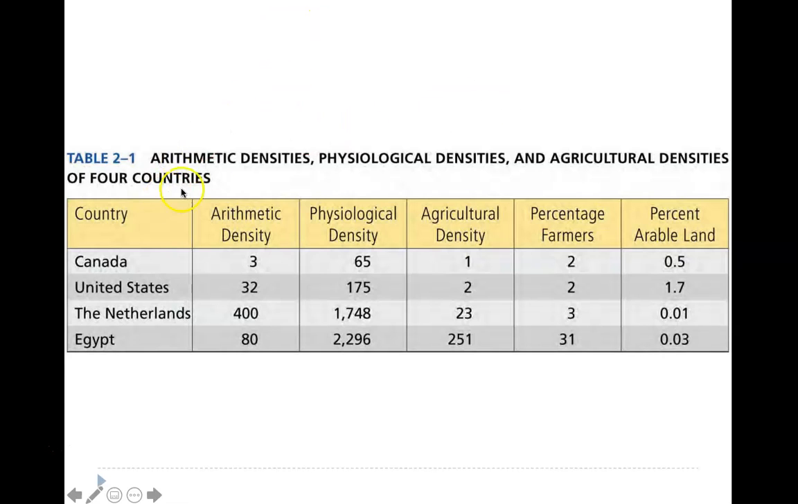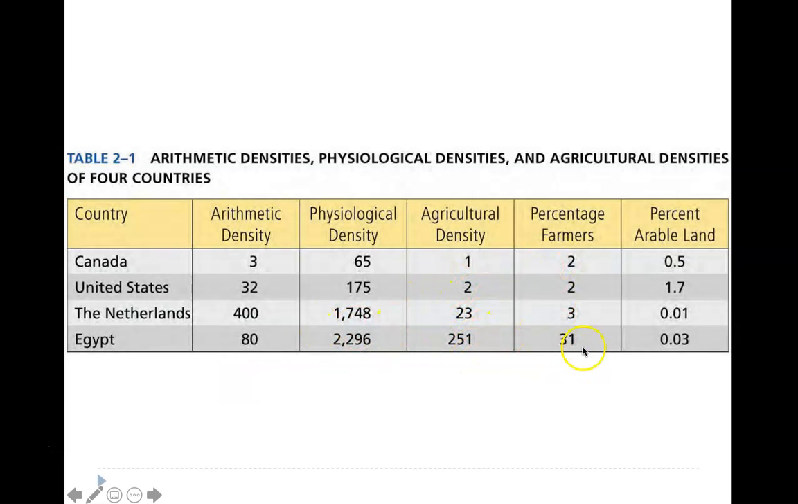Right, so here, if you take a look, I would pause this at this point and just take a look at the arithmetic density, the physiological density, the agricultural density of Canada, the United States, the Dutch in the Netherlands, and then the Egyptians. And you're going to see, again, that high physiological density, much higher, right? You're going to see not a lot of arithmetic density in Canada. It has a ton of land, but not a lot of people, because a lot of that land is not very fertile and not very warm, right? Agricultural density, again, we look at developed places, very low compared to Egypt.